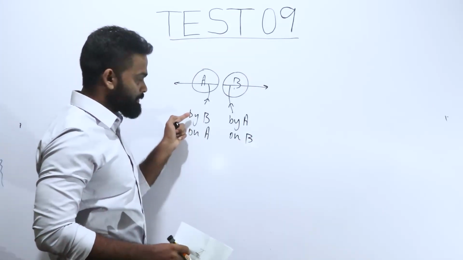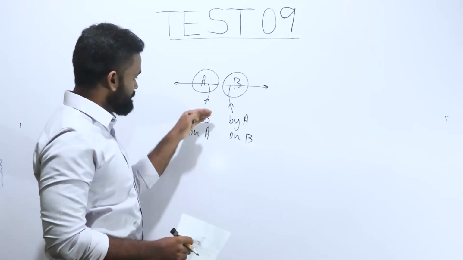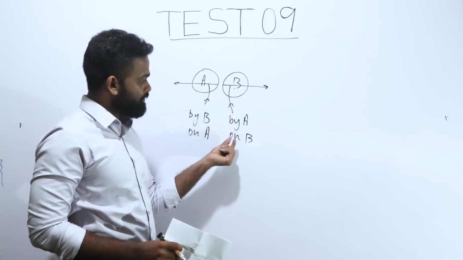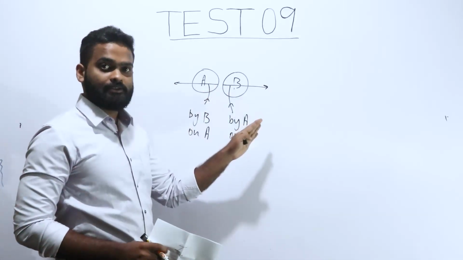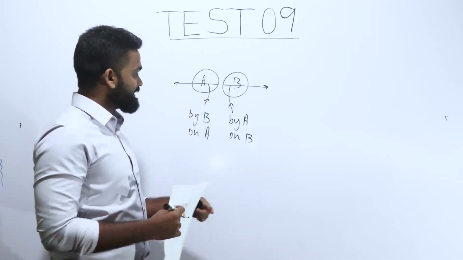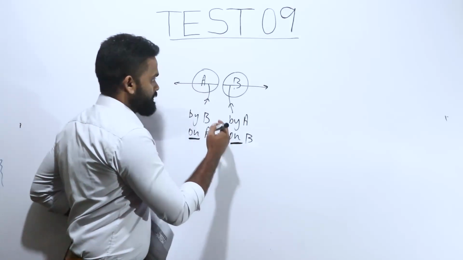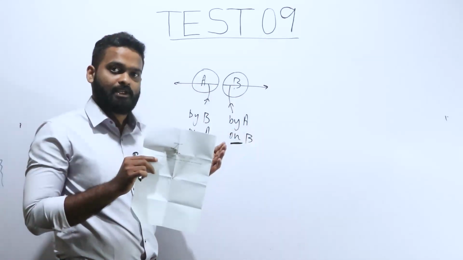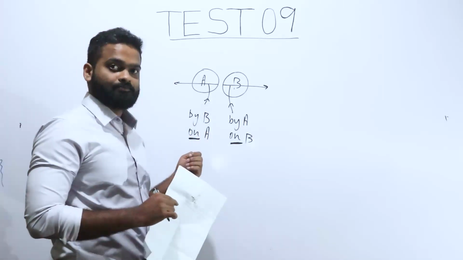So by changing this preposition, you can always identify the reaction force. If there is a force by B on A, then there must be a force by A on B. So those are the action and reaction forces. They are always acting on the other object. So action reaction forces cannot be on the same object. They always act on different objects.